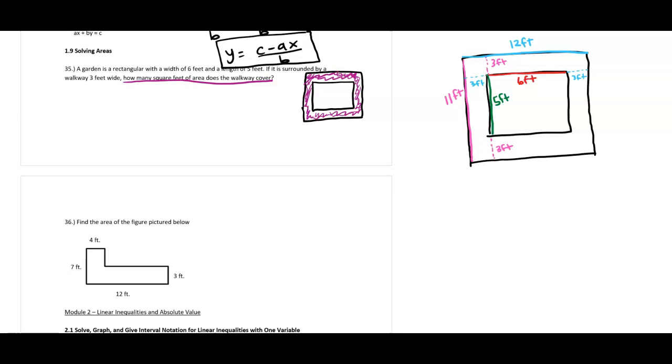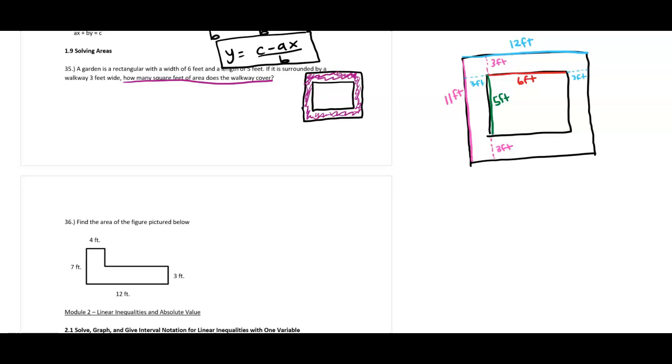Can somebody unmute themselves and talk? Would you like to add them all together, or would you like to times them? So how do we find area? Do we multiply or do we add? Do you remember? Multiply. Yeah, right, so area is multiplied.